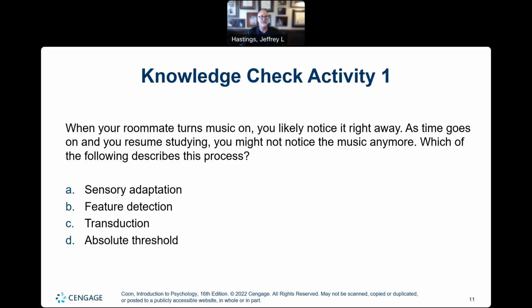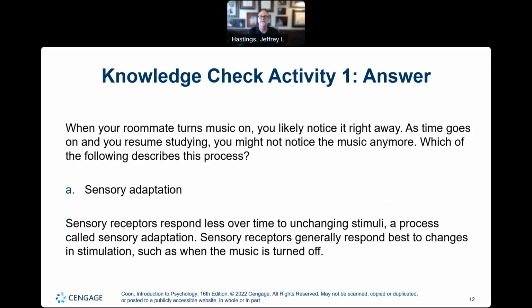So just a quick knowledge check. When your roommate turns music on, you likely notice it right away. As time goes on and you resume studying, you might notice there's no more. You won't notice the music. What is that called? Do you remember that? Think about it for a moment. And that's your sensory adaptation that I just mentioned.